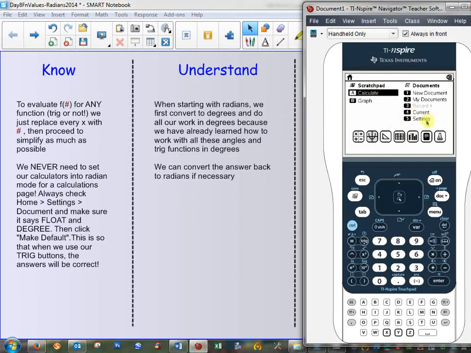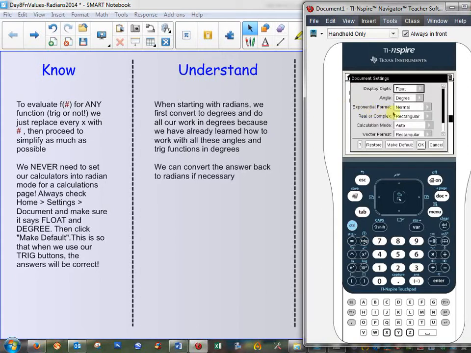If you go to your home screen, you go to settings, and this isn't a bad idea to check from now on. We've ignored it so far this year, but now that we're working in Trig, it's going to become more important. So we'll go home and we'll go to settings, and we're always interested here in document settings. There are two things we need to worry about.